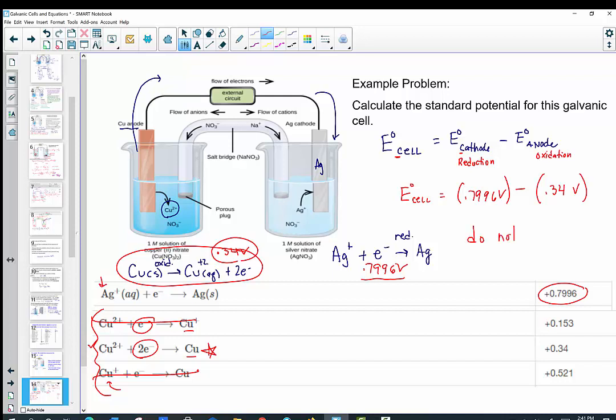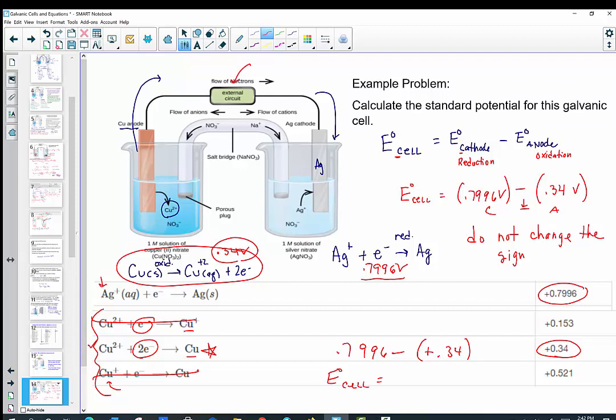Do not change the sign to do your math. That's what the negative sign is doing for us. That's what we're subtracting. When I say cathode minus anode, this subtraction is already flipping the sign to turn the reaction the opposite direction. So do not change the sign given to you on the chart. I'm going to take 0.7996 minus a positive 0.34, and I will come out with Ecell for that particular battery.